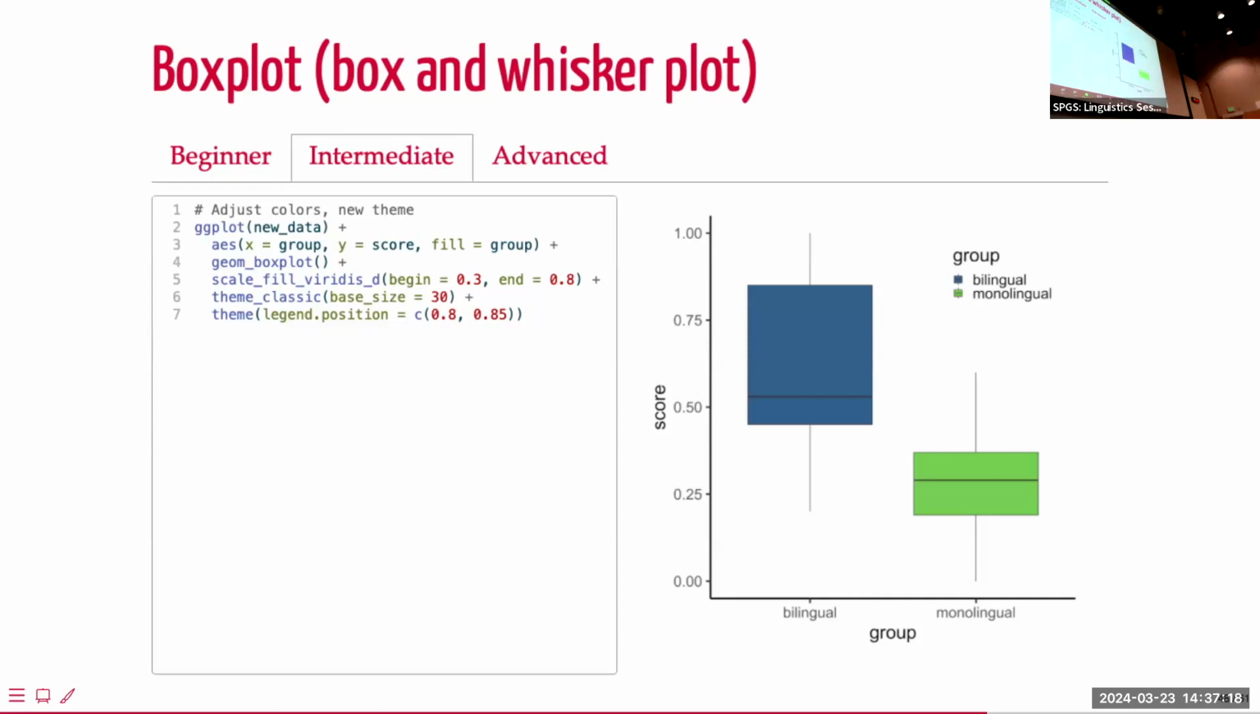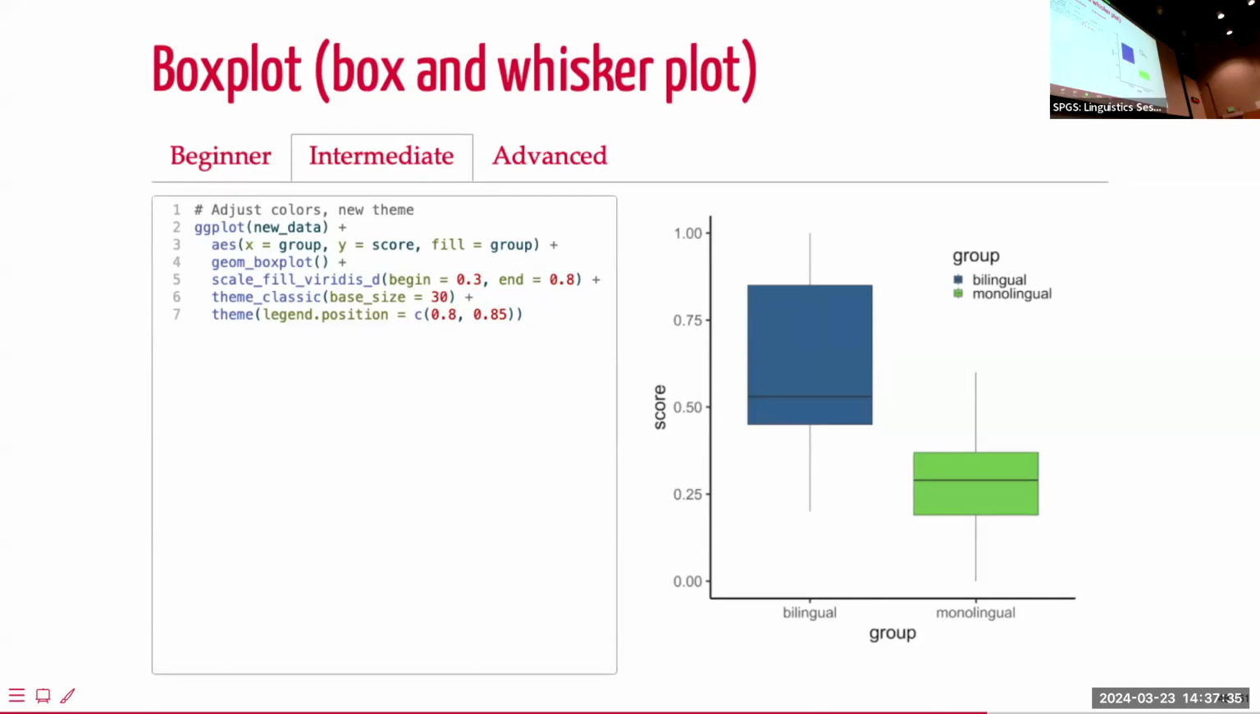What's new? I did the same thing I did before. I have all the aesthetics on one line. In the previous one, I put the fill or the color inside the geom. In this case, I left it in aesthetics, but I could move it inside there if I wanted. It would still work the same. This is just more compact.